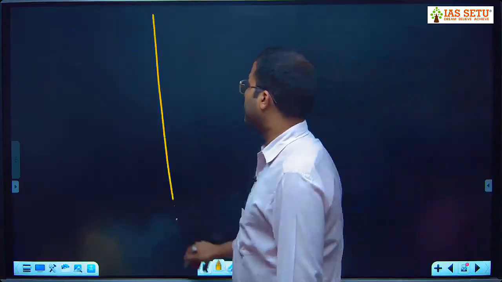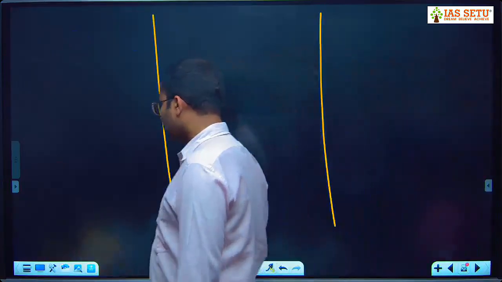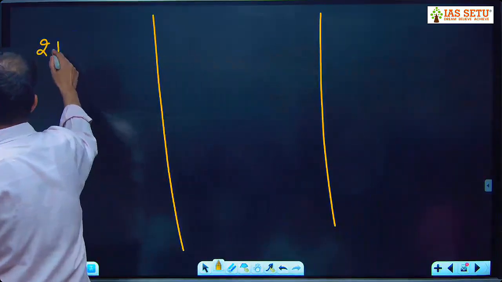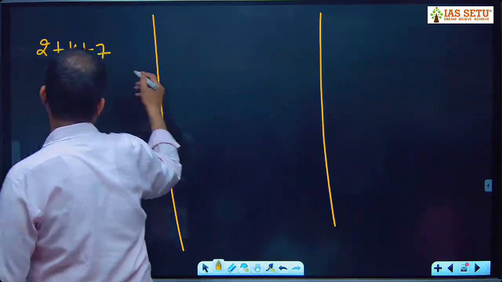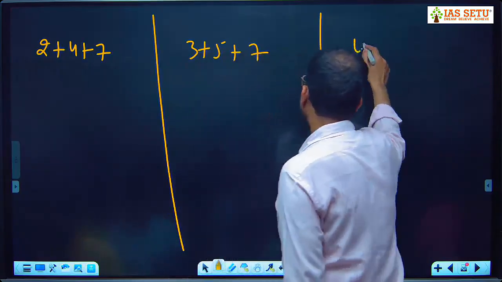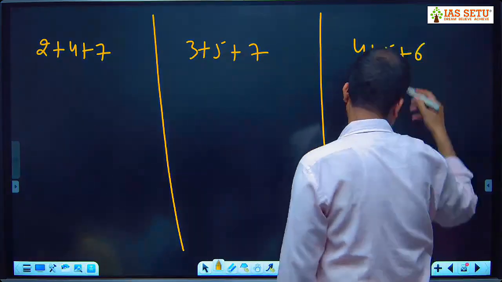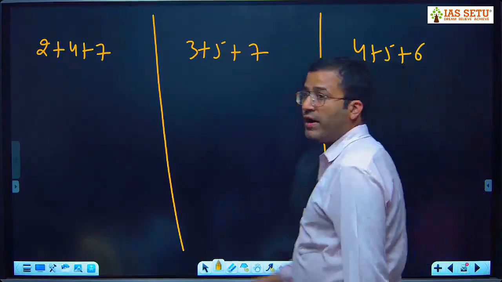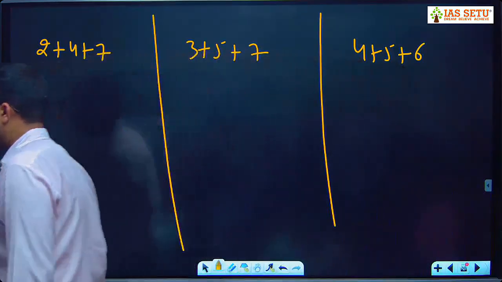Now you try 3 more questions. 2 plus 4 plus 7, 3 plus 5 plus 7, 4 plus 5 plus 6. Find the number of pieces, number of pieces, number of pieces.